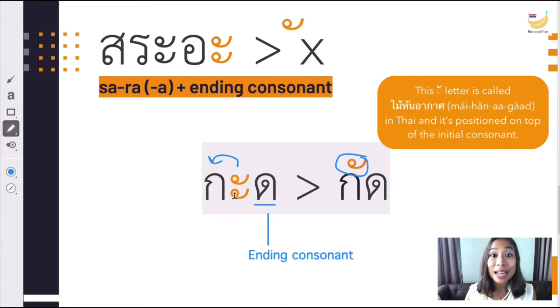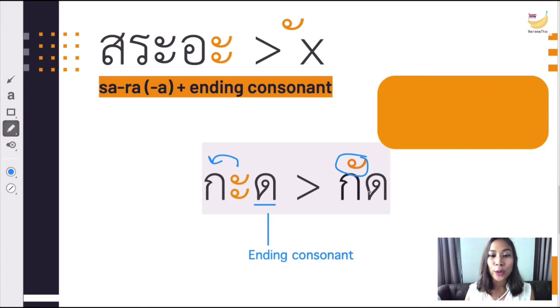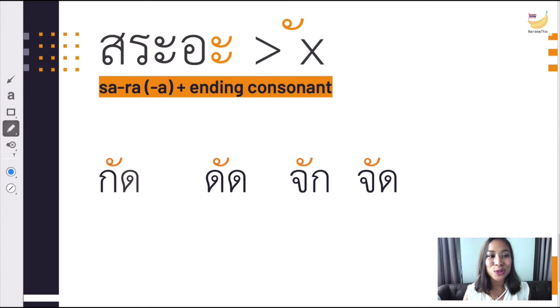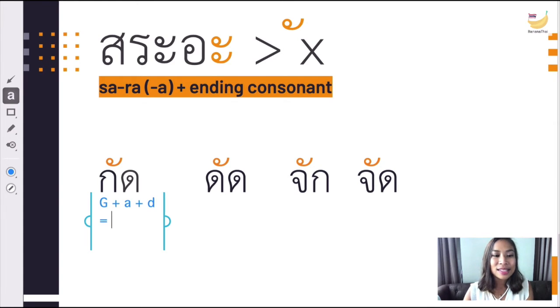So this one is สระอะ. This one is also สระอะ. This one has an ending consonant, that's why it's moved up. So let's practice. First one, how would you read this one? So กอไก่, g sound, สระอะ, and the ending consonant is ดอเด็ก, or d sound. That's why this word is pronounced gut.